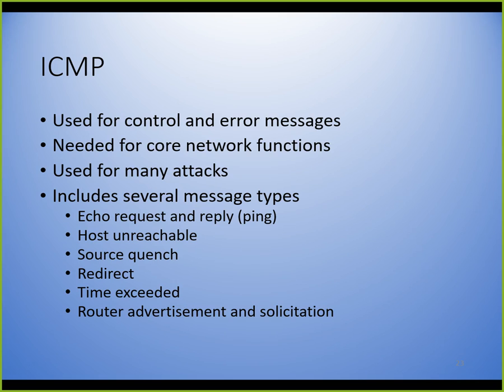ICMP is used for error control in messages. That's where the expired en route would come from. It's needed for the core network functions, and it can be used for a lot of attacks. It's actually used, they call it a ping sweep, to check to see which IP addresses are available and answering the pings, and addresses may or may not respond to ping when we do that.